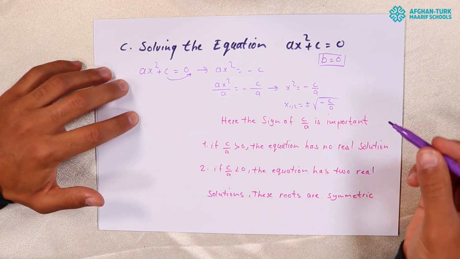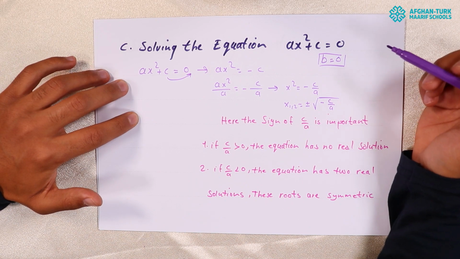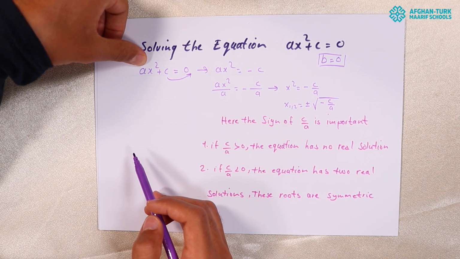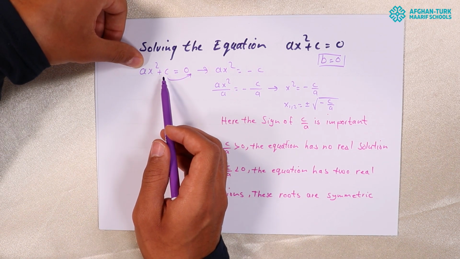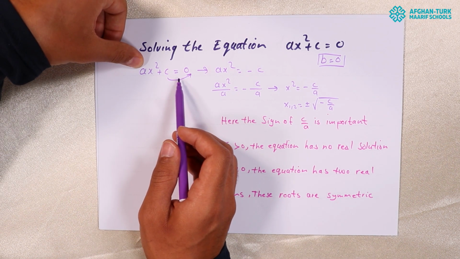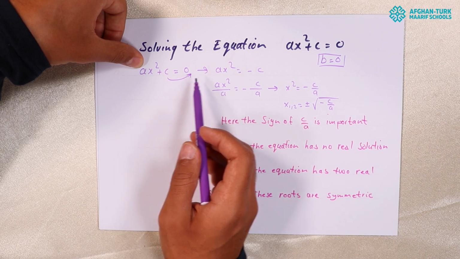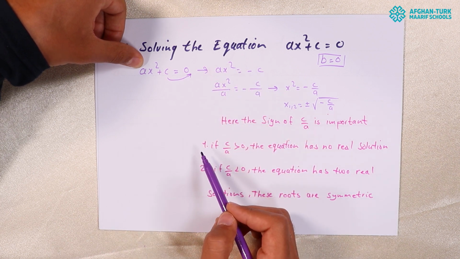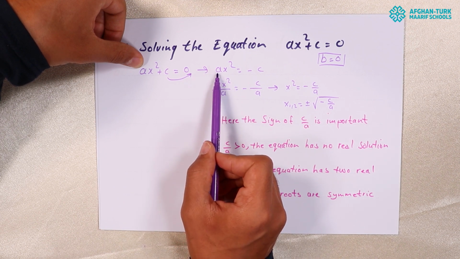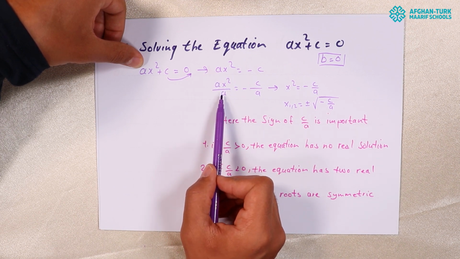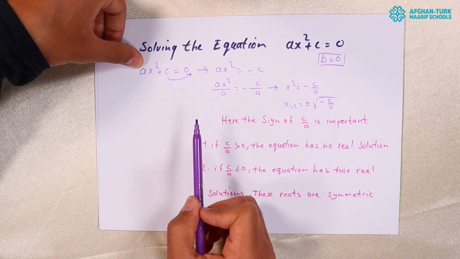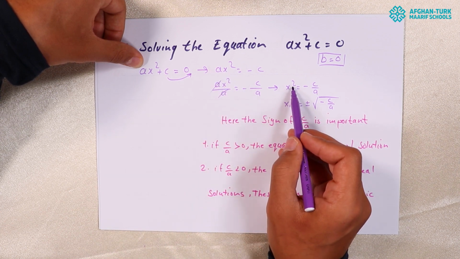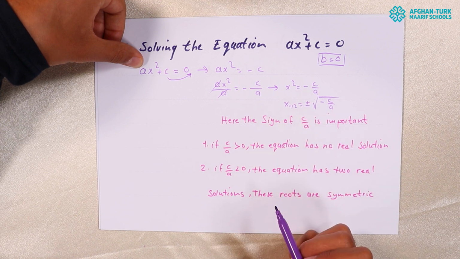Okay, in order to find the roots of this equation, first of all, ax squared plus c is equal to 0. So we move c to the right hand side of the equation. Then our equation will be like this: ax squared is equal to minus c. So in order to get rid of this a, we have to divide both sides of the equation by the coefficient of x squared. So a cancels with a. x squared will be equal to minus c over a.